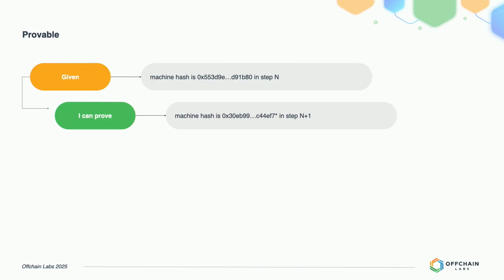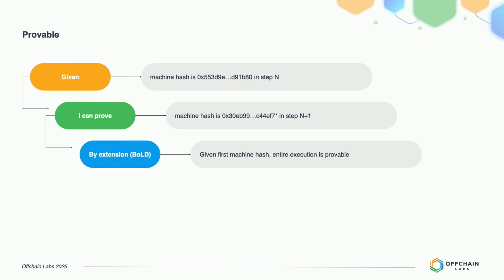So when I say arbitrator execution is provable, what I mean is this. Given a machine hash at some point, I can prove the next machine hash. So if we both agree, or if I have proved the machine hash in step n, I can prove absolutely what will be the machine hash in step n plus 1. Now, by extension, if the first machine hash is known, so the initial machine state is known, the entire execution is provable, right? Because step after step, it is all provable.